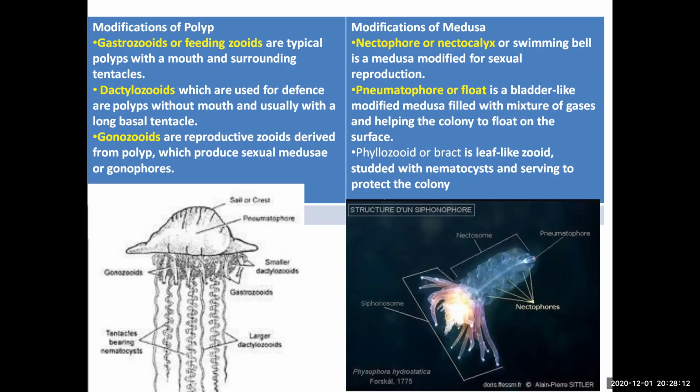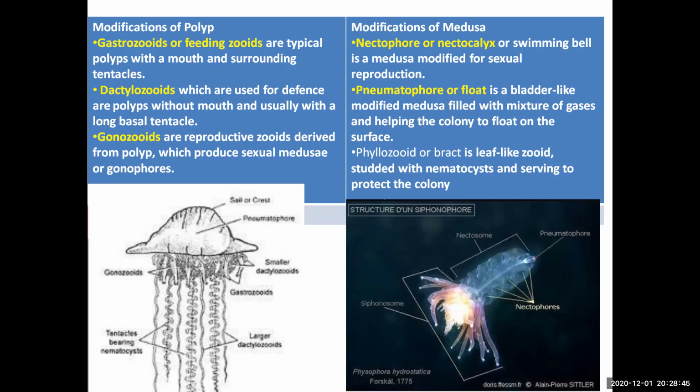Dactylozoids are protective zooids, so they are used for defense. They do not need a mouth, but they have a long basal tentacle which is studded with nematocysts. Gonozoids, as the name gono relates to reproduction, are reproductive zooids derived from polyp which produce sexual medusae or gonophores.